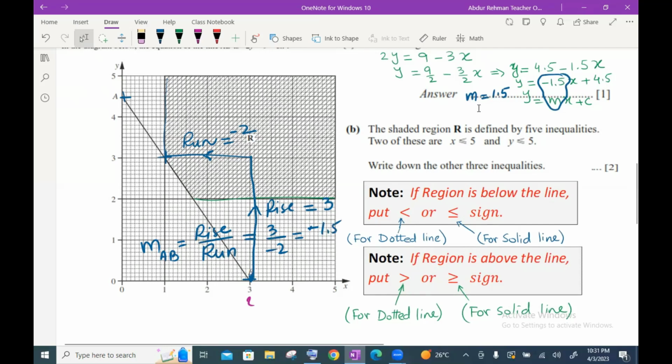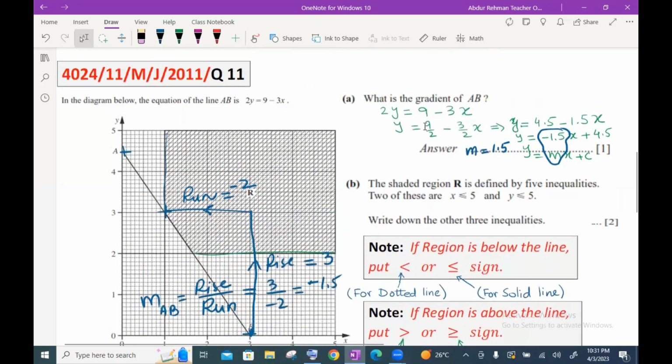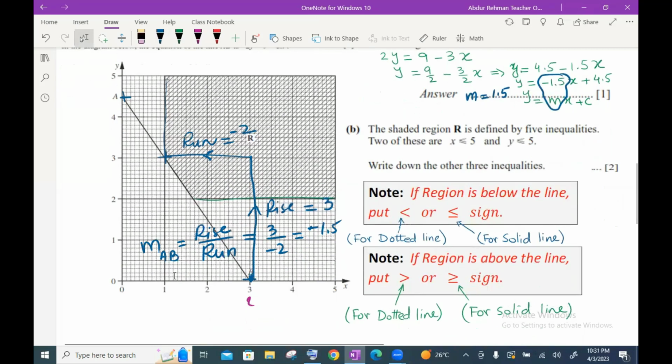You can use two approaches to find the gradient. Either you can find the gradient from the equation of the line, or you can find the gradient from the graph. You can use any of the two methods. This is method 1, and this is method 2. I'm going to remove this working here because there is some working for the B part.